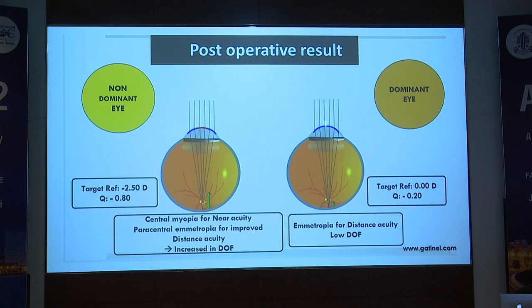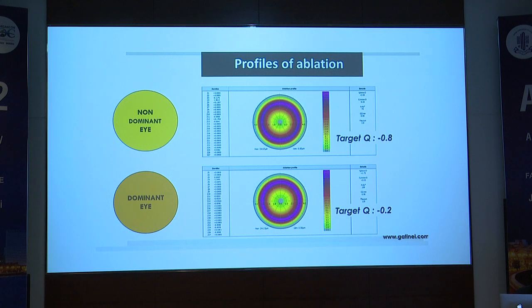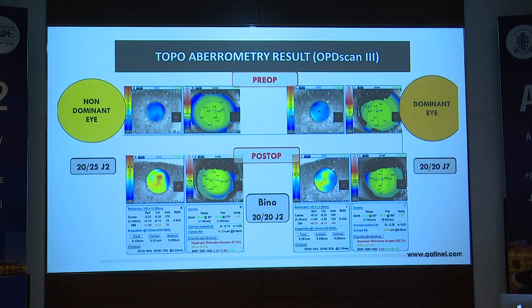So what you do is in the dominant eye, you give him a good emmetropia. His target refraction is 0, Q -point Q, and here target refraction -2.5 and -8. So here he gets a little depth of focus in that eye without compromising the distance vision. And these are the profiles of ablation for the non-dominant and the dominant eye.